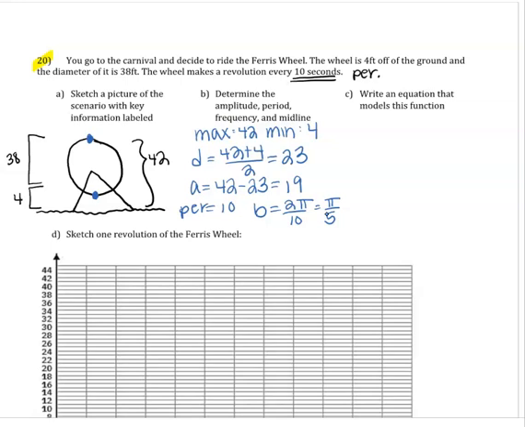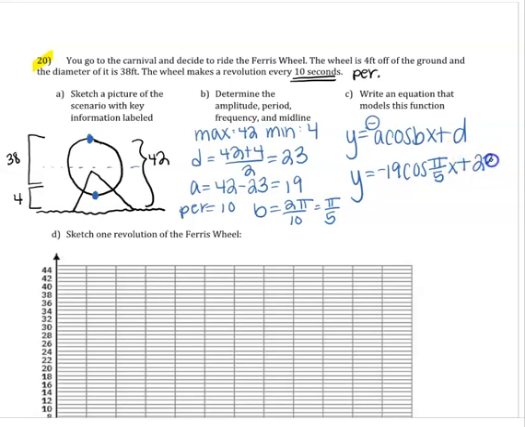Now, when you get on the Ferris wheel, you're going to get on at the bottom of the wheel, which means you're getting on below the midline, which means this is a negative cosine curve. So this is like your general form, right? A cos bx plus d based on what I just found. And in fact, since I know I'm starting at the bottom, I'm just going to throw a negative in there. Now I just need to plug in the information that I found. And that's your equation. So now we're going to graph it.